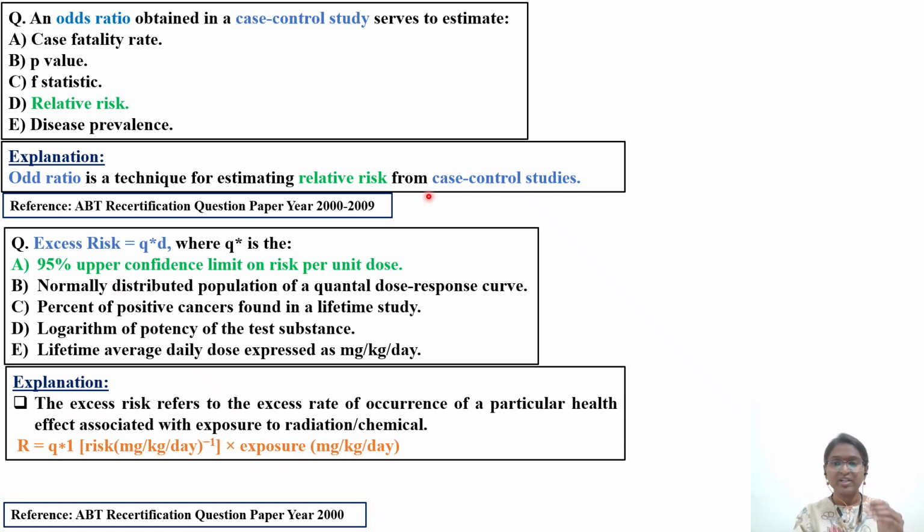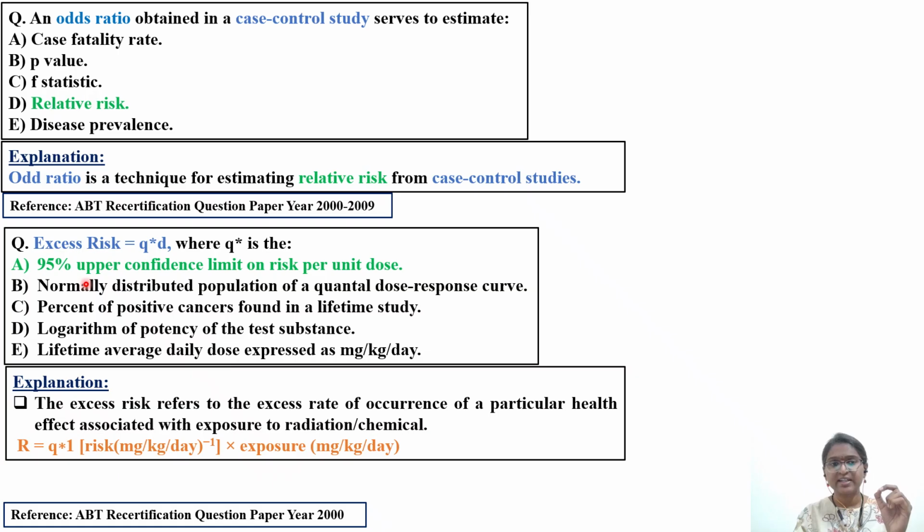Okay, we are slowly trying to get to the questions. Concepts also we will learn eventually. Another question they asked was with respect to excess risk in the case of ABT recertification. They have given a formula: excess risk is equal to Q into D, where Q is there. So we need to identify this formula and understand what Q is.